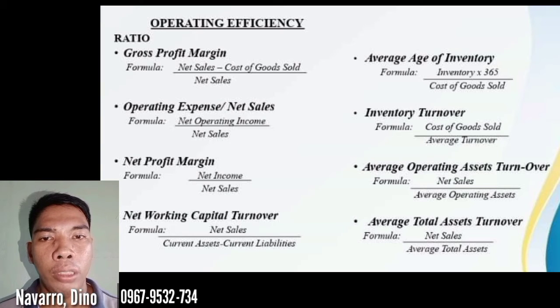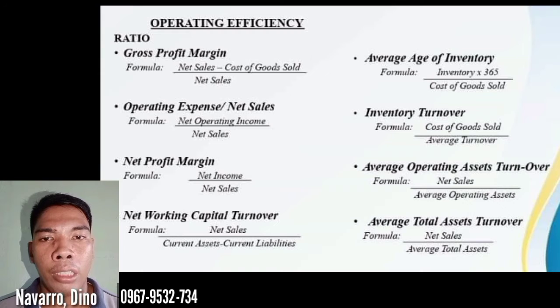Efficiency ratios. Gross profit margin. Formula: net sales minus cost of goods sold divided by net sales. Gross profit margin indicates the margin to cover operating expenses, taxes, and net income. Operating expense ratio: operating expense divided by net sales. Operating profit margin formula: net operating income divided by net sales. Net profit margin formula: net income divided by net sales. Operating expense divided by net sales reflects the ability of management to adjust to changing sales conditions.